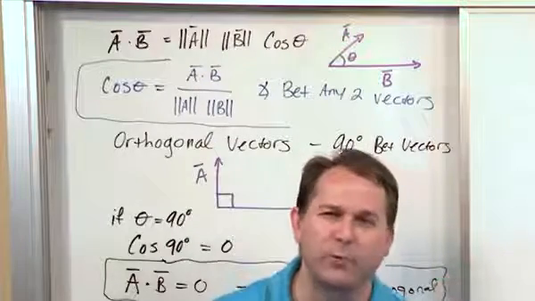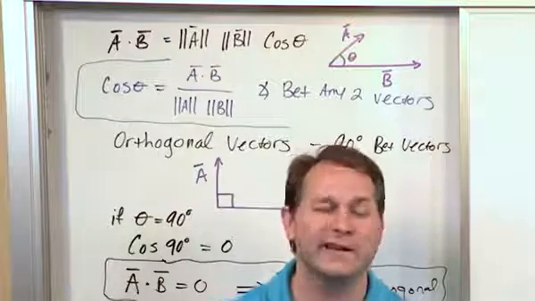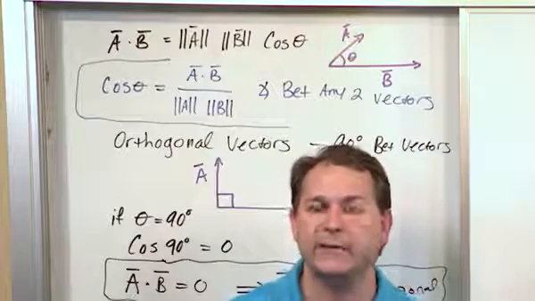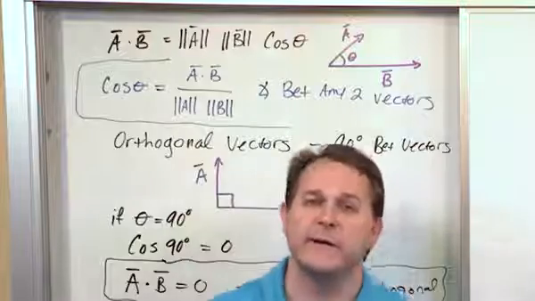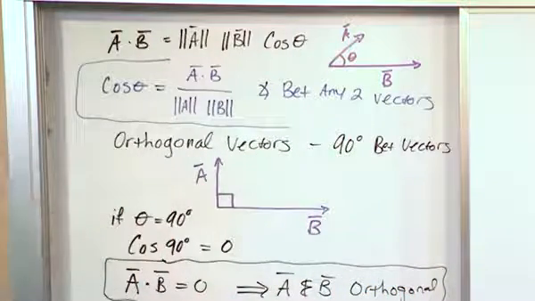So that's a very important test for orthogonality, or for the angle between two vectors to be 90 degrees. Take the dot product, see if it's zero. And if it is, then you've got an orthogonal pair of vectors. So keep that in your back pocket. Remember that, because we're going to use that in a few minutes.